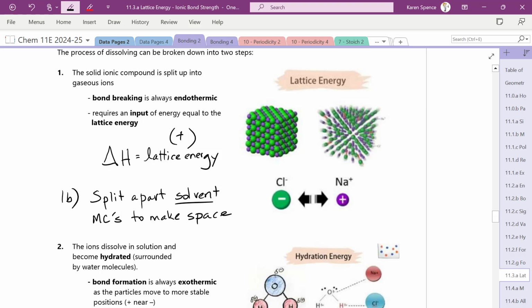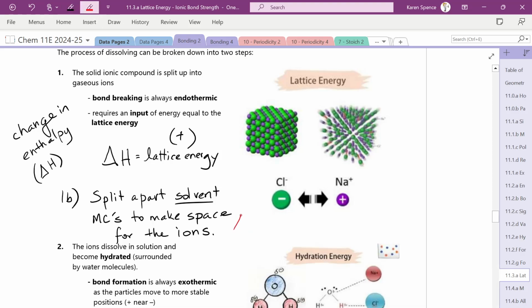What is delta H? Change in enthalpy. So the solvent molecules split apart to make space for the ions. So if you have water, the water actually needs to break apart. So this will also have a delta H.